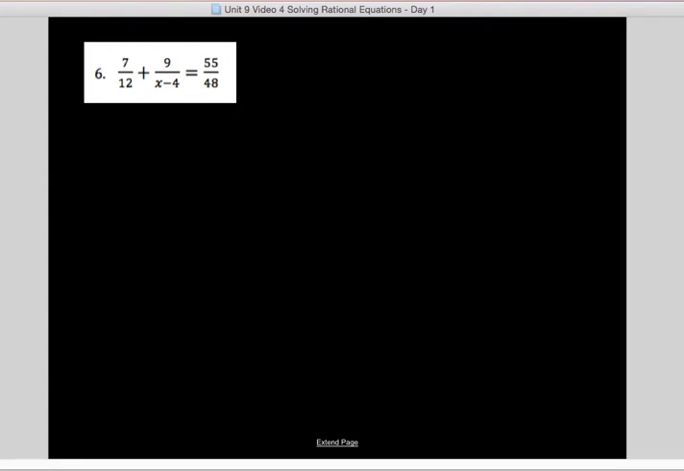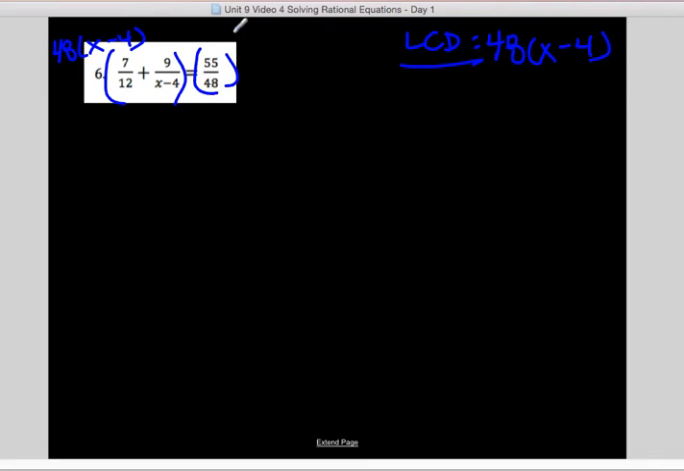Okay, number 6. Let's go ahead and look at that one. My numbers are 12 and 48. Okay, so my LCD, can I multiply 12 to be 48? Yes, so it's 48. And then I have to add that (x minus 4). Okay, so 48 times (x minus 4), multiply it on both sides.